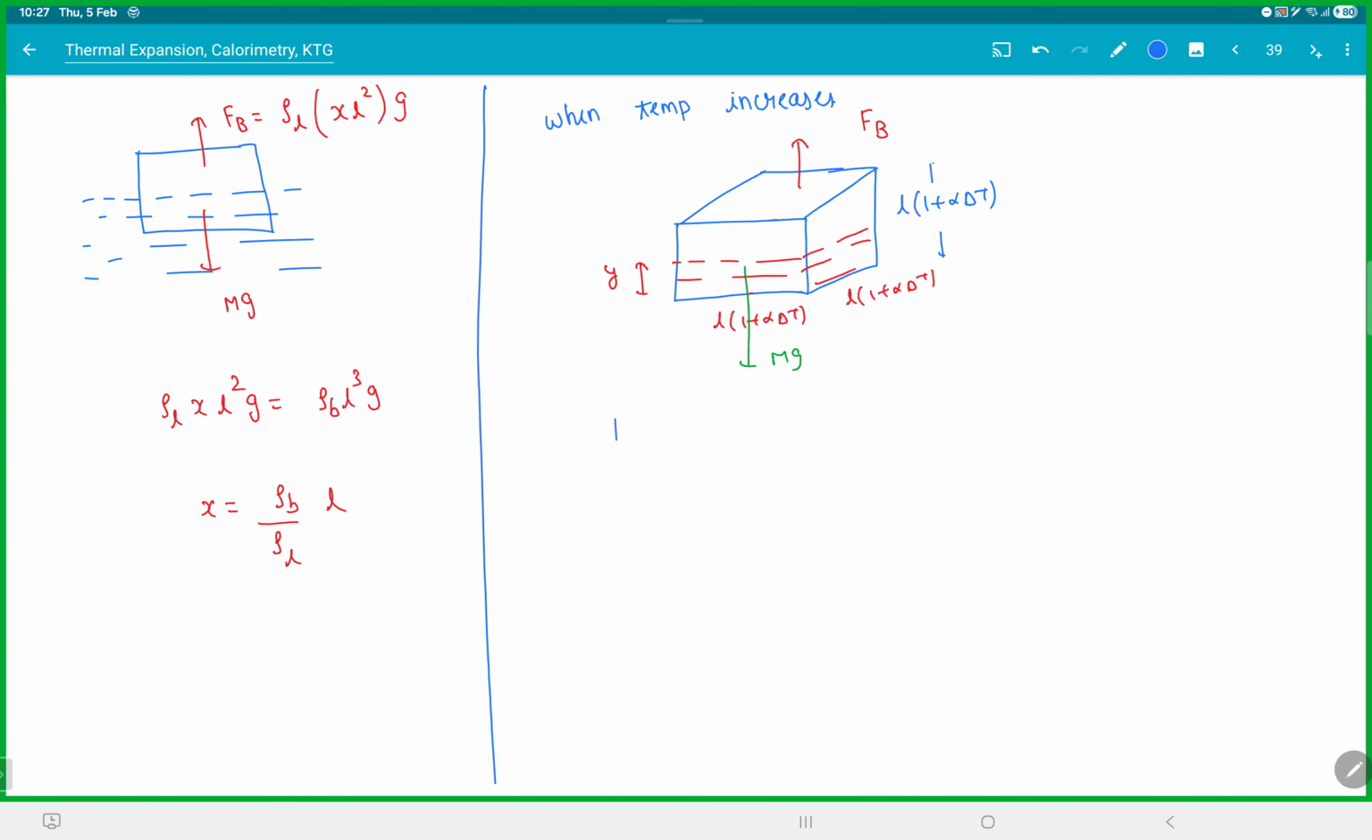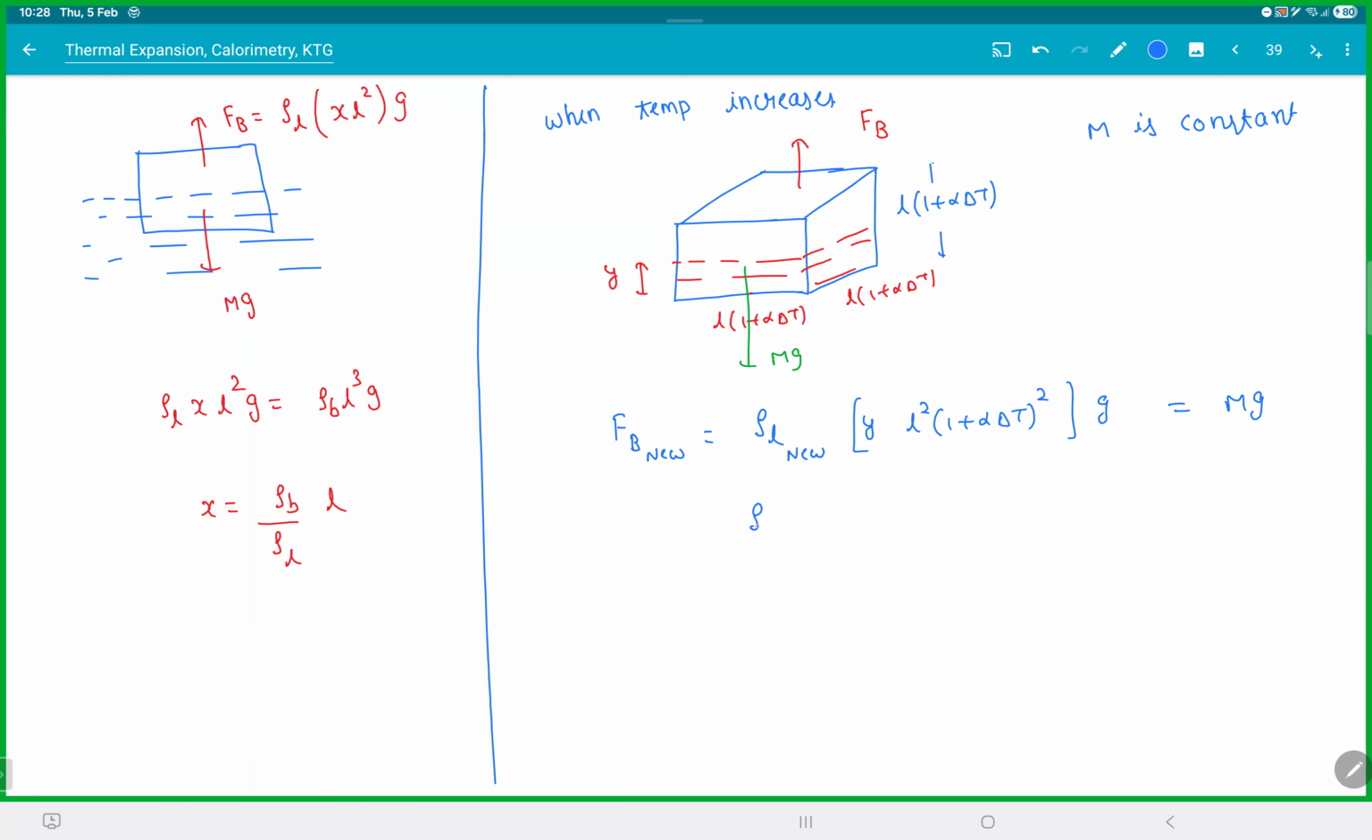Still it is in equilibrium. So the new buoyant force, Fb new, will be the new density of the liquid into the volume, which is y into L square 1 plus alpha delta T square into g. That's your new buoyant force. Clear with this? And remember, when you increase the temperature, mass does not change. m is constant with temperature. Right? So this must be equal to your mg.